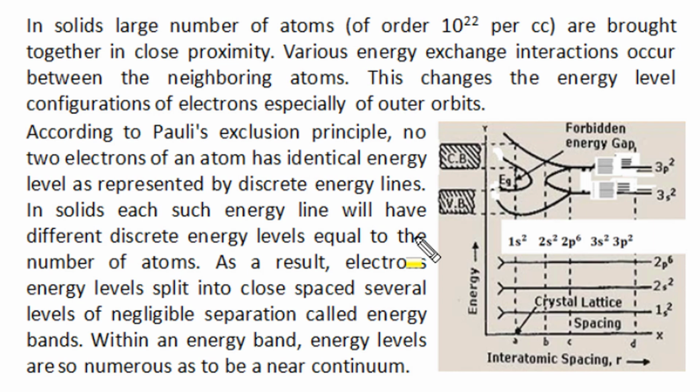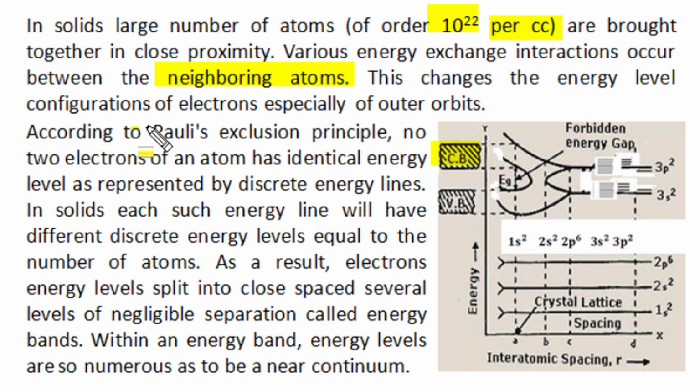In solids, a large number of atoms are brought together in close proximity. In a normal solid, in 1 cubic centimeter volume, there are around 10^22 atoms. So they are very closely placed with each other, and various energy exchange interactions occur between neighboring atoms. This will change the energy levels of orbital electrons, especially of the outer orbital, and we get an altogether different energy level configuration in solids as the formation of energy bands.